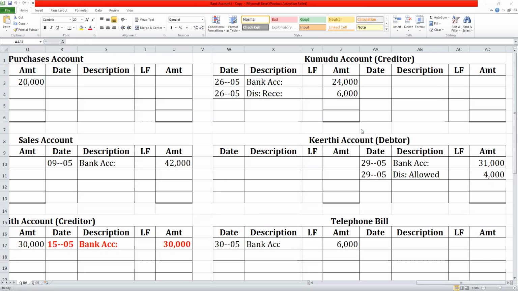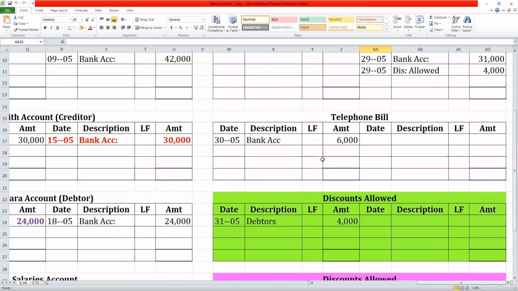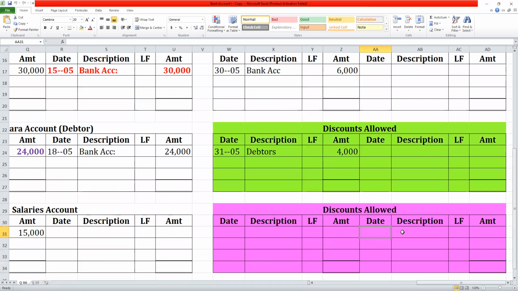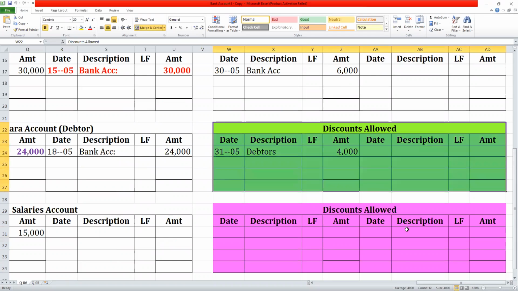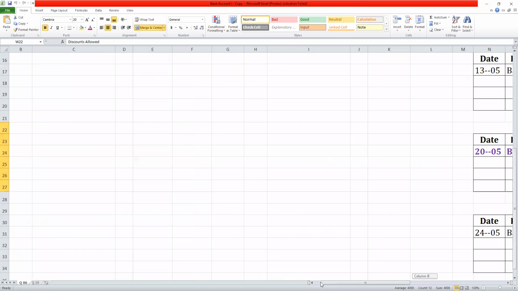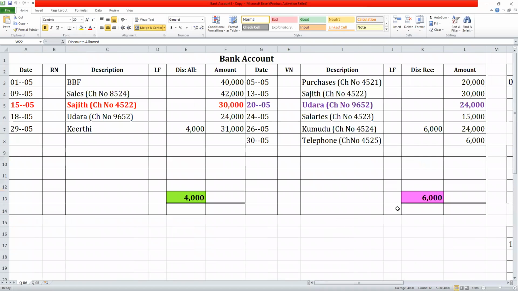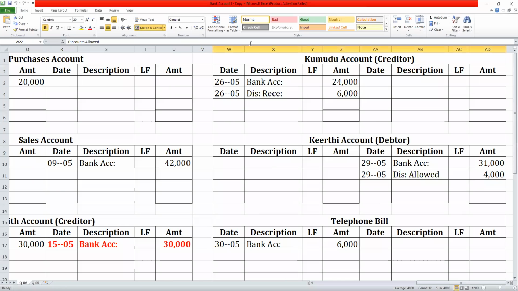Okay, welcome back to the lesson again. Today, we have just transferred the total of discounts allowed column to the discounts allowed account. Like that, we have transferred the total of discounts received, 6,000.